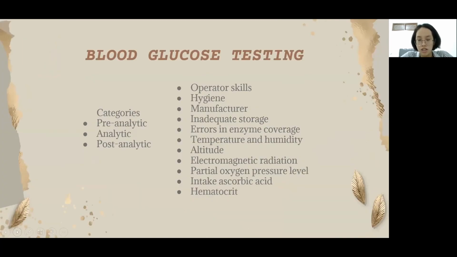There are three categories for the affecting factors: pre-analytic, analytic, and post-analytic. For the factors itself, there are operator skills, hygiene, manufacturer, and this is why every strip is different for the results. And then inadequate storage, errors in enzyme coverage, temperature and humidity, altitude, electromagnetic radiation from phones, partial oxygen pressure level, and in blood glucose testing, oxygen contributes a lot because the system that works in this testing is glucose oxidase enzyme reaction.